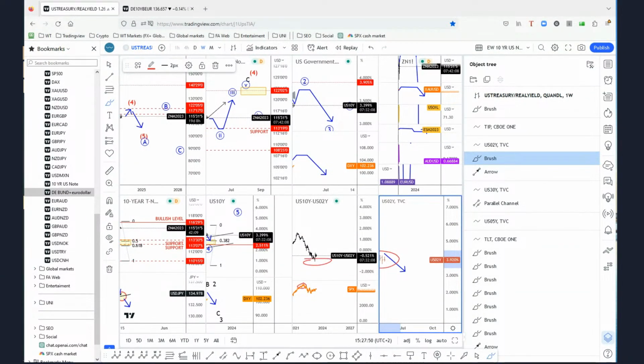Hello everyone, can you do a dollar Turkish lira Elliott wave count for me? Yes, actually we posted this one on Twitter, but I will look in a little bit later, no problem.